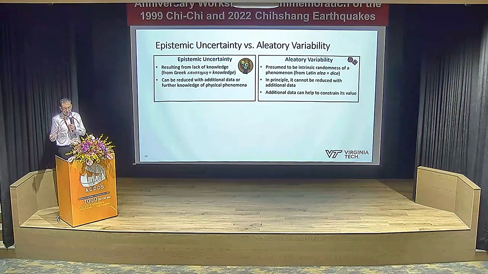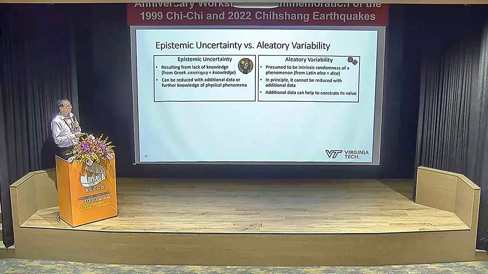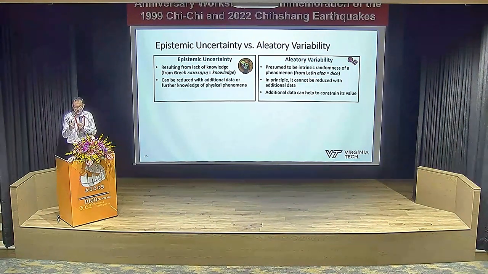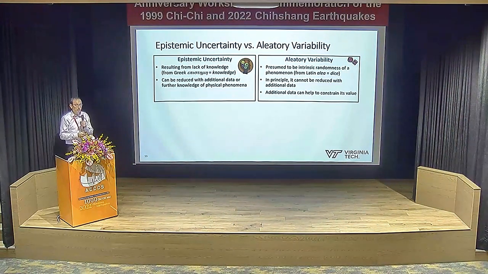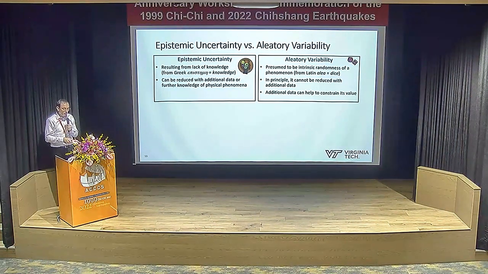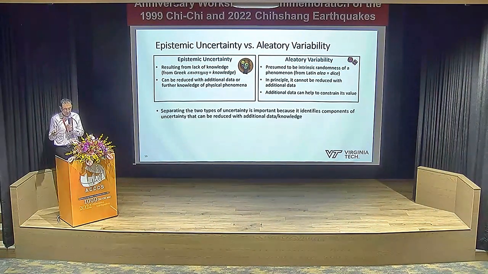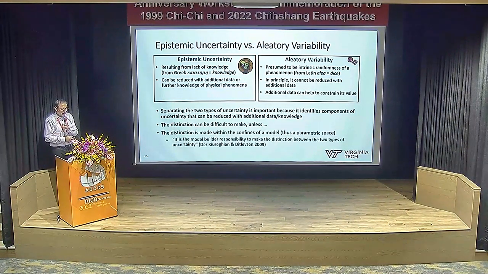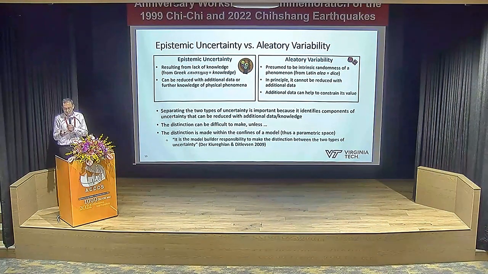And to do this, we need to be able to differentiate what's epistemic and what's aleatory. And I don't need to go into details here because Professor Abrahamson already went into details. Aleatory being any uncertainty that's presumed to be intrinsic to a model and cannot be reduced with additional data, whereas epistemic uncertainty is the uncertainty that within the confines of our model can, at least in principle, be reduced with additional data. And separating these uncertainties is difficult. And in fact, the distinction cannot be made unless it is done within the confines of a model. That's why I like Norm's definition of modeled versus unmodeled uncertainty.